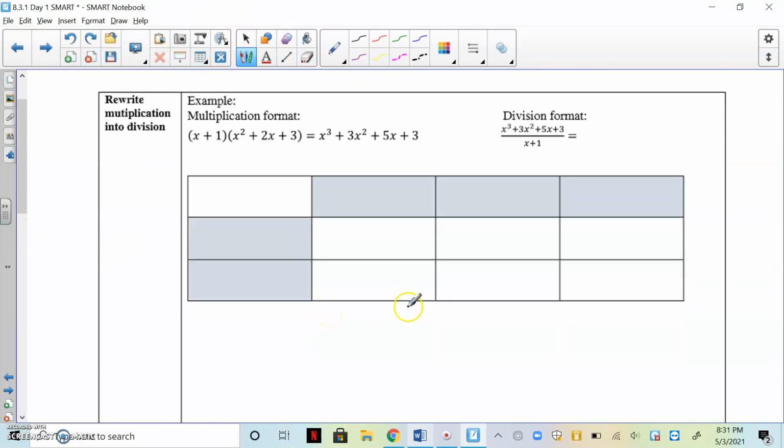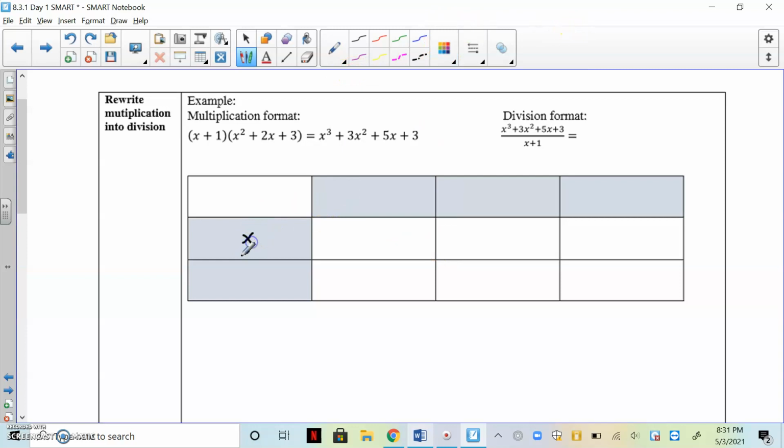and really talk about this whole multiplication versus division thing. So multiplication-wise, if I just said x plus 1 times x squared plus 2x plus 3 would equal this polynomial, that's one way to look at it. That's the multiplication perspective. But the division perspective is a little bit different, and typically we use the box to figure out what the answer is. So let's go ahead and set up our Polydoku here.